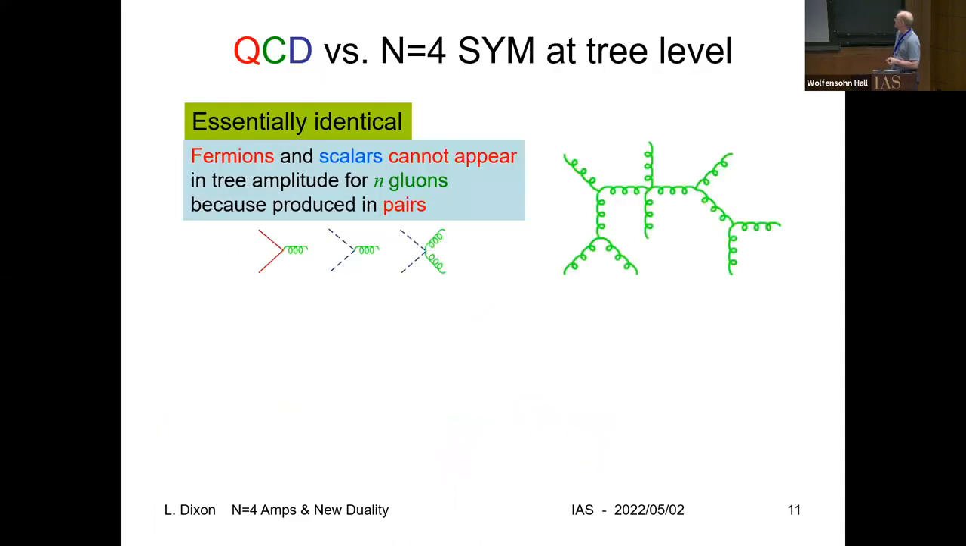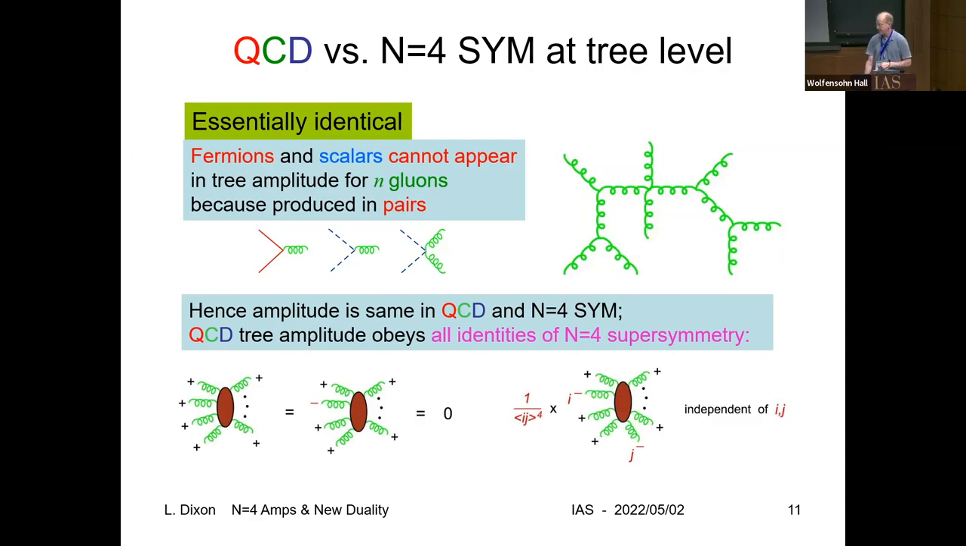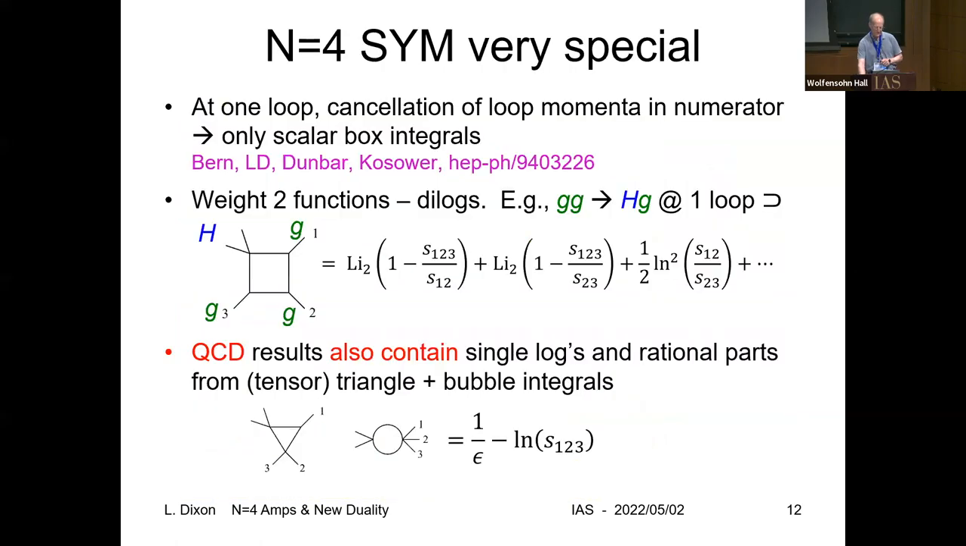And at tree level, the gluon scattering amplitudes are basically the same between QCD and N=4, because there is no matter at all. So the QCD amplitudes inherit all the consequences of N=4 supersymmetry. That includes the fact that all the helicity amplitudes with only 0 or 1 negative helicity vanish. And the so-called Parke-Taylor amplitudes have a very simple structure that's independent of the location of the negative helicities, and so on. But at the loop level, there's a big difference between the theories, so they're not going to be very closely related, but they do have some pieces in common.